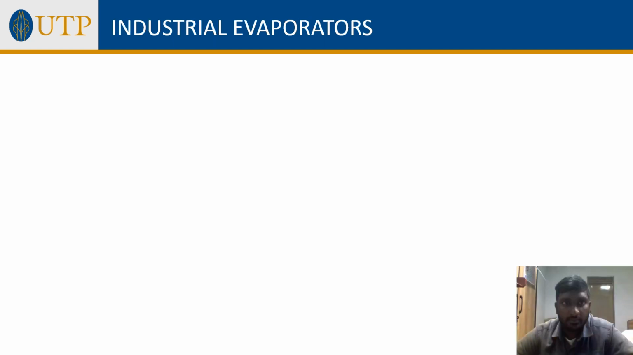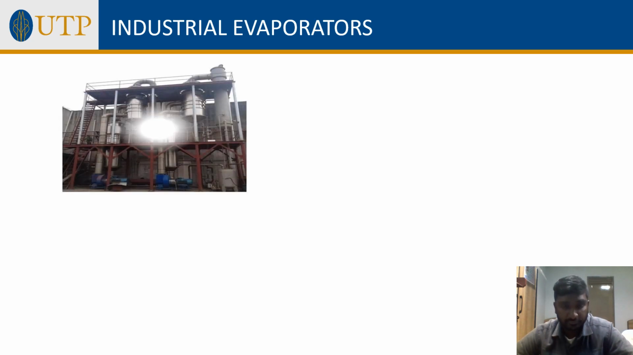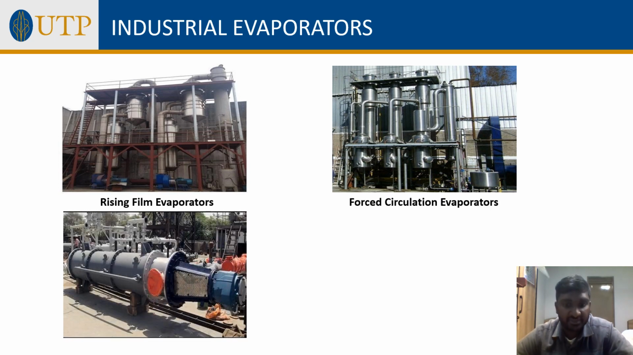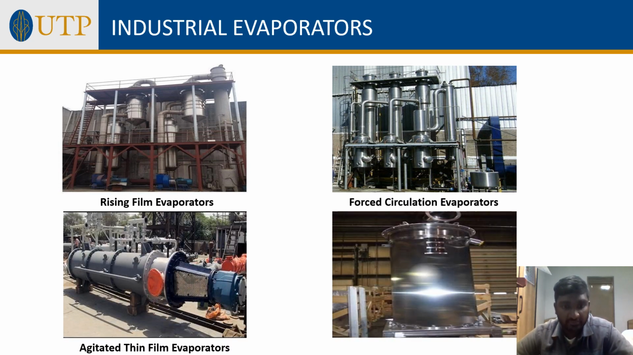Here are the common industrial evaporators. For example, the rising film evaporators, forced circulation evaporators, agitated thin film evaporators, and lastly, scrape surface evaporators.